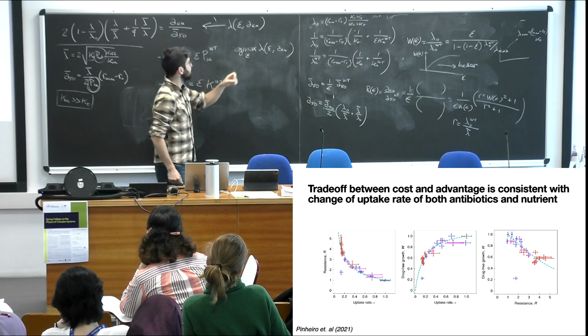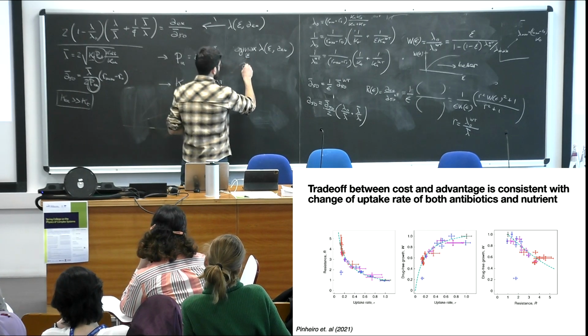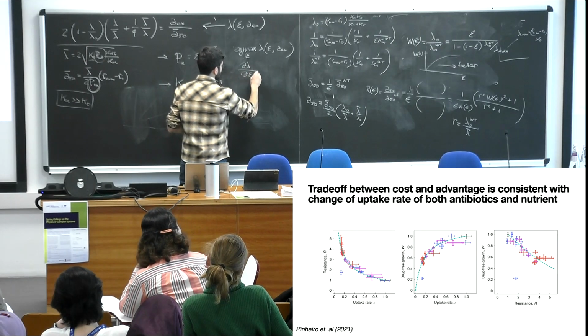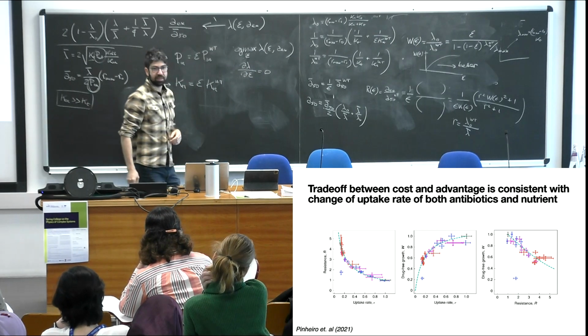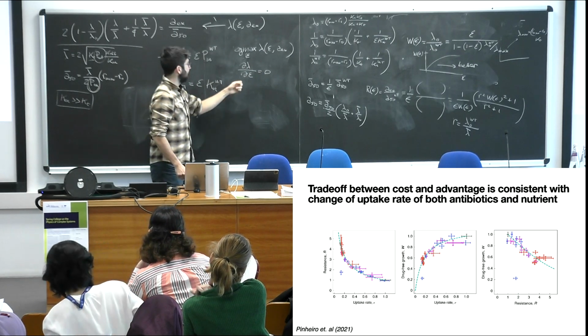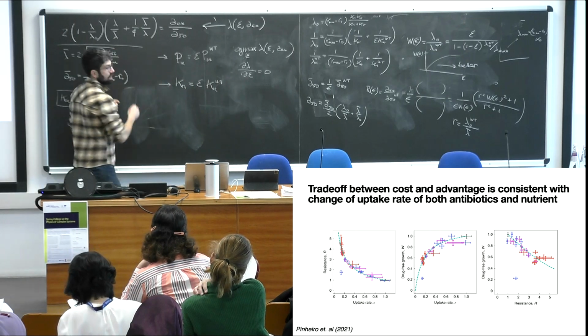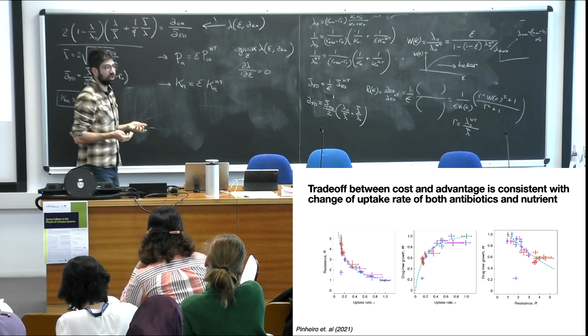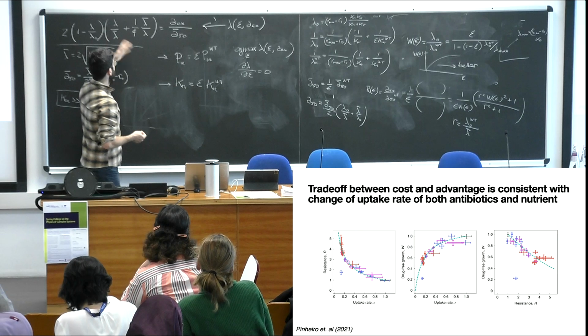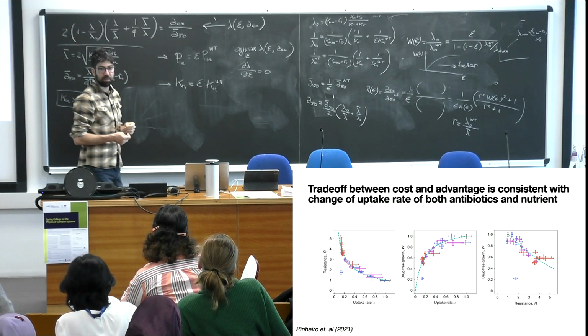How do I do this? I basically want to find the values where this derivative is equal to 0. I take this derivative, I substitute it into this equation, and I get another equation for the dependency on epsilon. Okay?